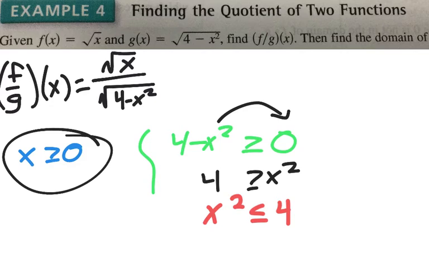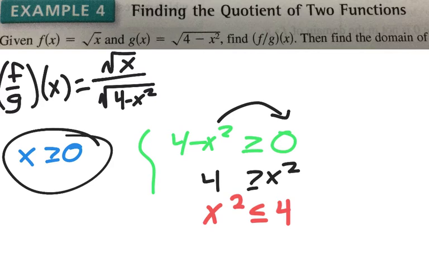So, how could we solve this? We could take a square root. Okay, but that doesn't really work great here because I get x less than or equal to plus or minus 2. But that's not really how that's supposed to work. So let's think about it.